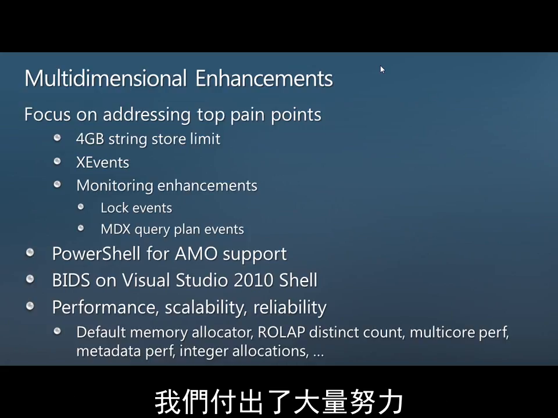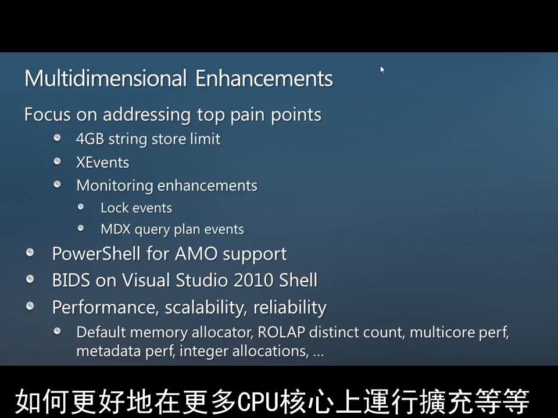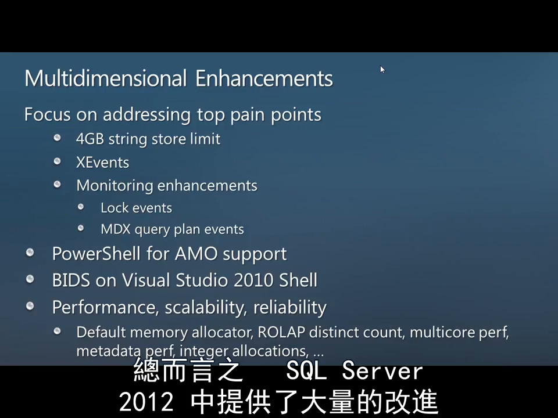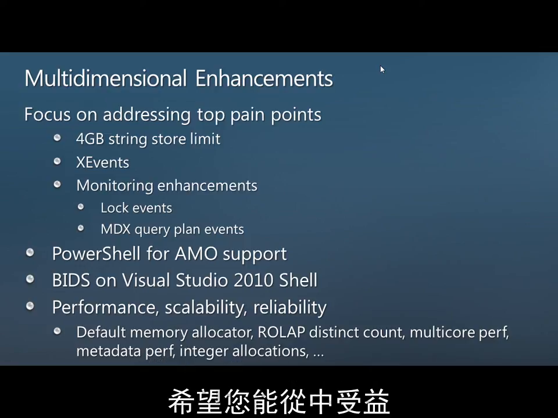In Rollup, there were cases where we were not handling distinct count efficiently, so we've taken care of that as well. We've done a lot of work given the hardware changes these days, where the number of cores is going up significantly. How do we scale better on the number of cores, etc.? Just a lot of improvements have happened across the board. In fact, SQL Server 2012 is the best release for multidimensional projects. So we hope that you'll see the benefits there.